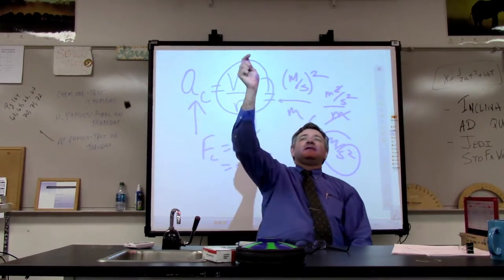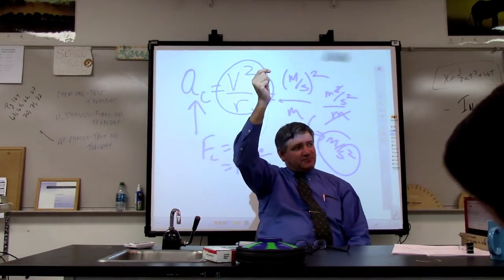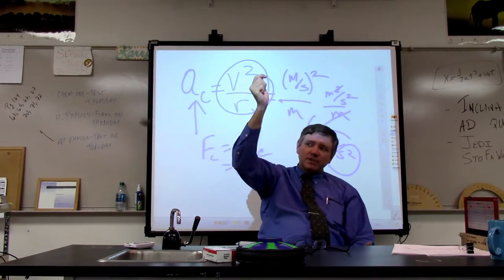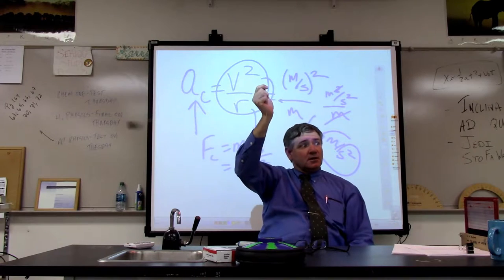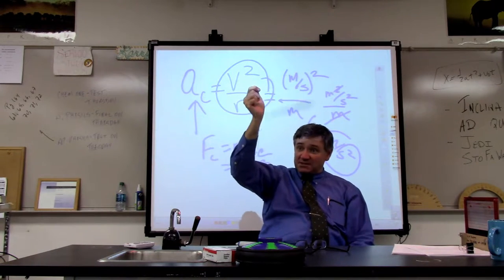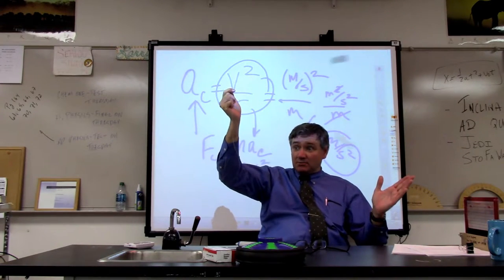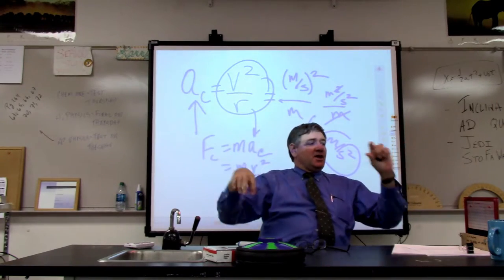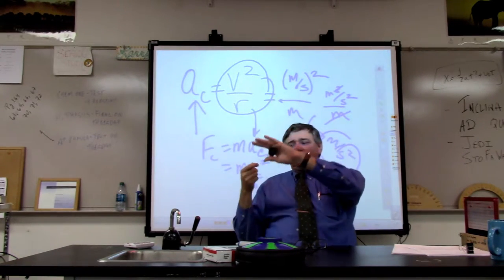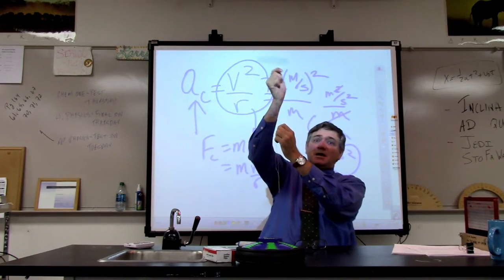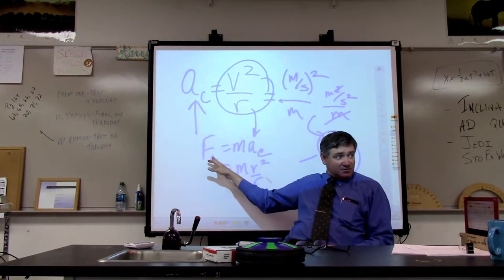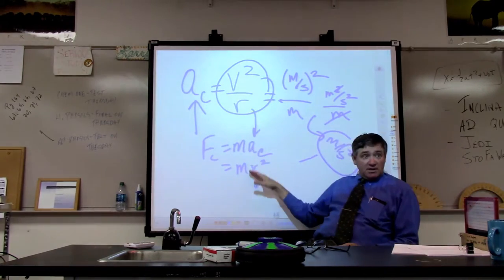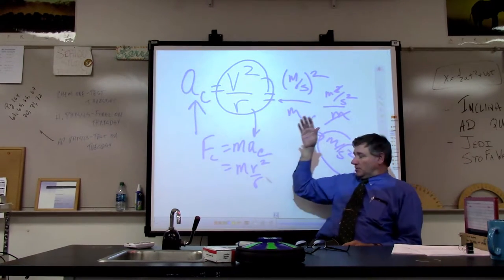Okay, so if I swing this pretty slowly, it doesn't take much force. But the faster I swing it, the more force it's going to take. Seems reasonable, right? Now, if I keep the same velocity, but I make a smaller radius, what's going to happen to the amount of centripetal force? It's going to go up, right?